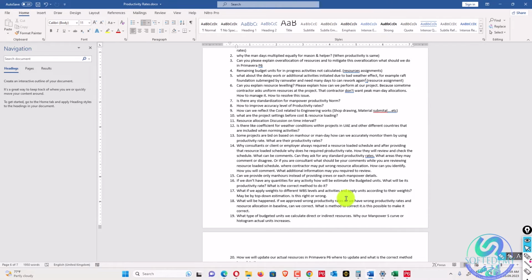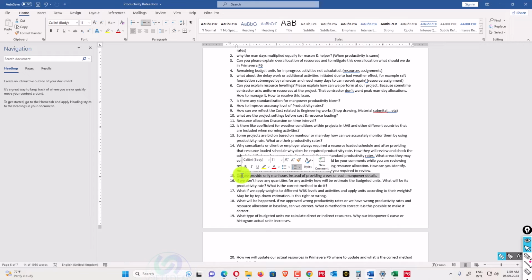Can we provide only man hours instead of providing crews or each manpower detail? If you are a contractor, you may want to hide how many crews you require, how many masons, laborers and non-laborers you need on that product, or any specific resource. You want to show only your manpower, that I need only 20 manpower for that day, 30 manpower for that one. Can we use it? You can, if your consultant allows.